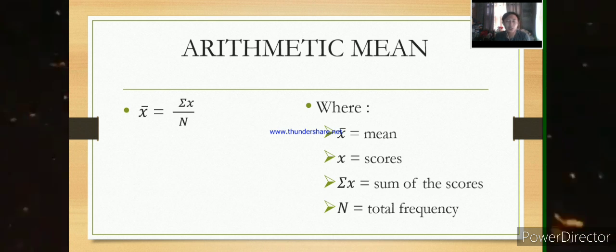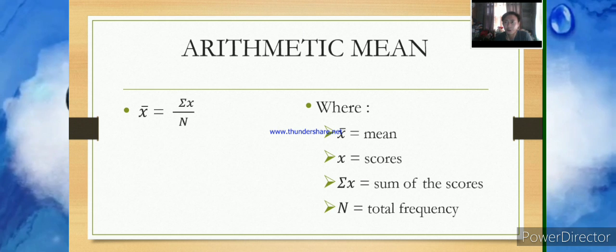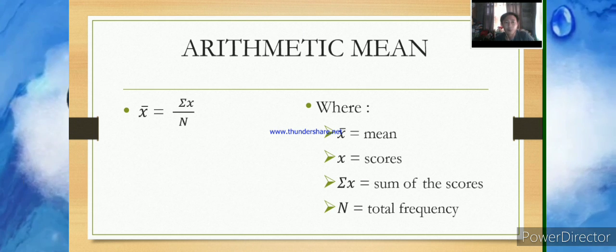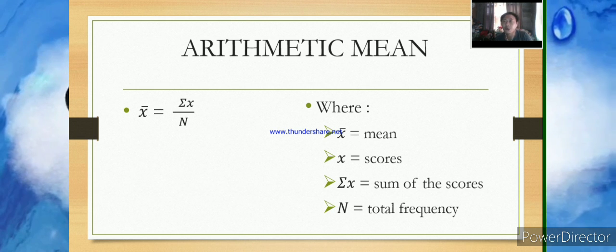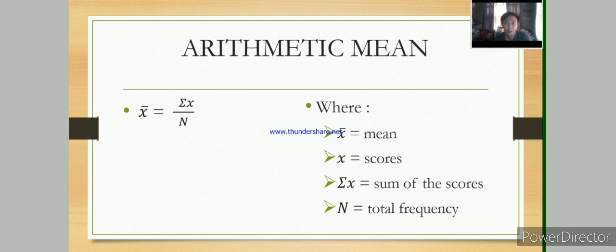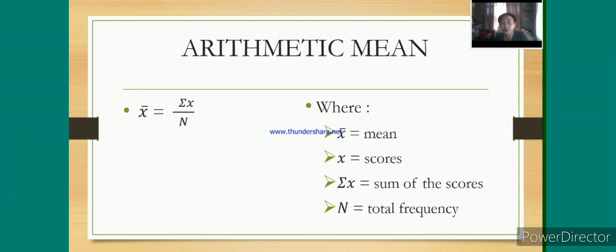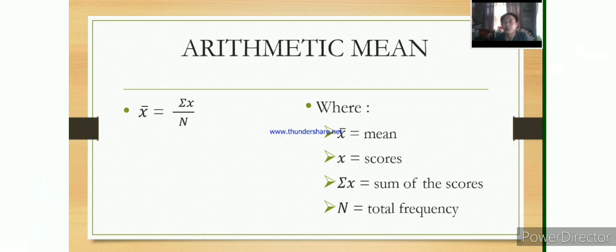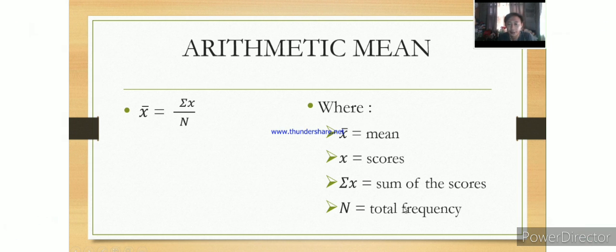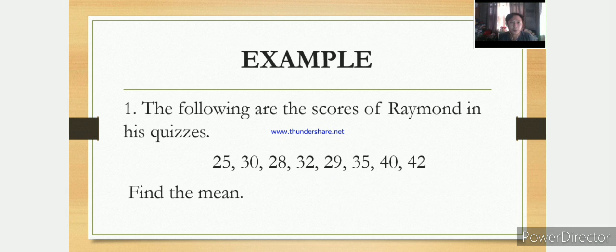The formula of getting the mean is x bar equals the summation of x all over n, where x bar is the mean, x is the scores, summation of x is the sum of the scores, and n is the frequency.